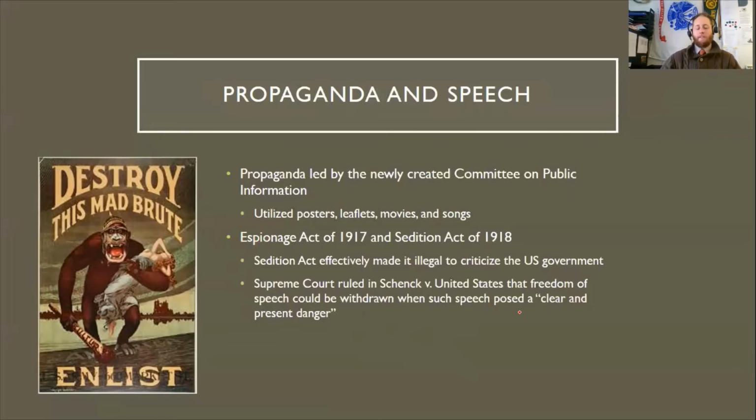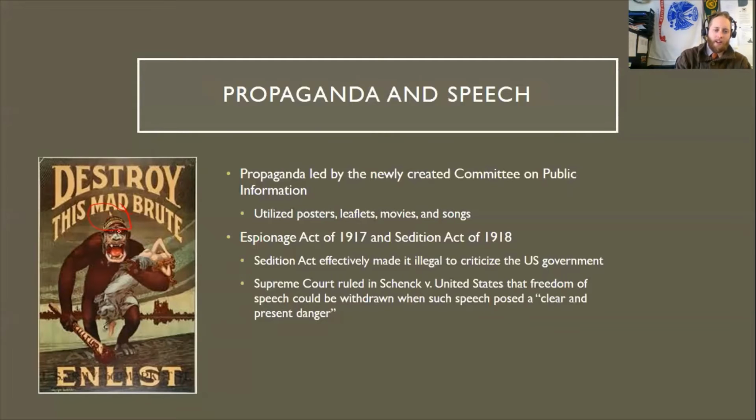So the Committee on Public Information, they're the ones that are going to be leading this cause. They're utilizing posters, leaflets, movies, songs, effectively an army of tens of thousands of employees across the country to spread the word that, hey, this is what we're fighting for and this is how we're going to accomplish our goals. The propaganda gets pretty overt. This is one of my favorite pieces, Destroy the Mad Brute, with Germany very clearly being represented here. Some of the examples is the Pickelhaube German helmet. I think it even says imperialism across the top, maybe militarism. I can't remember exactly, but one of the isms that caused the war.